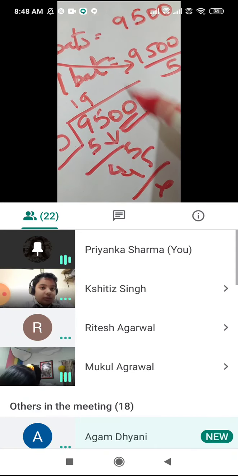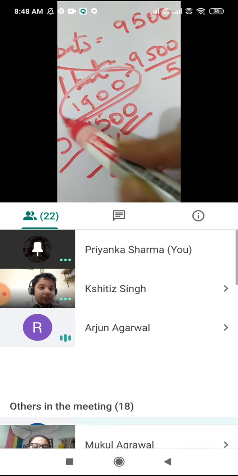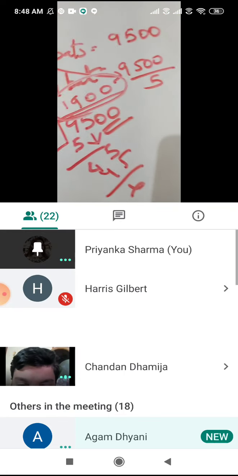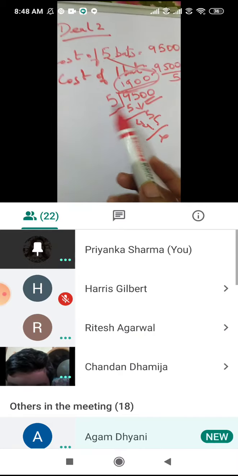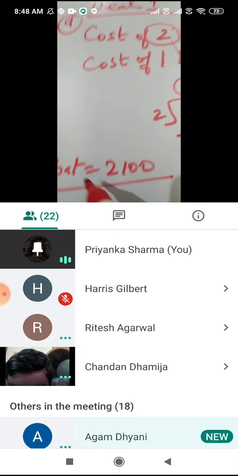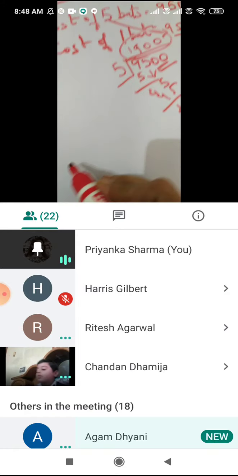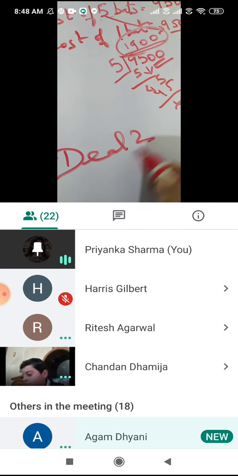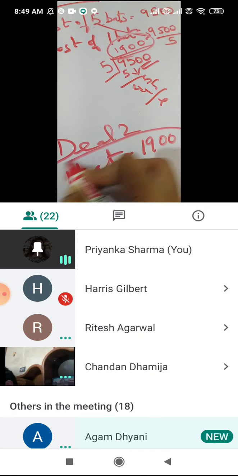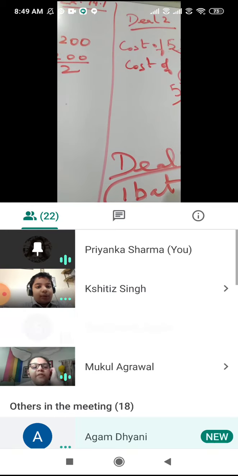Then these two zeros are left. We will get 1900. So what conclusion have we come to? We have come to the conclusion that in deal 1, the cost of one bat was coming 2100, and in deal 2 the cost of one bat is coming 1900. So which is a better deal? The second deal is a better deal.